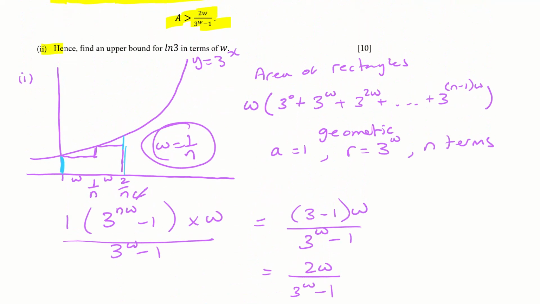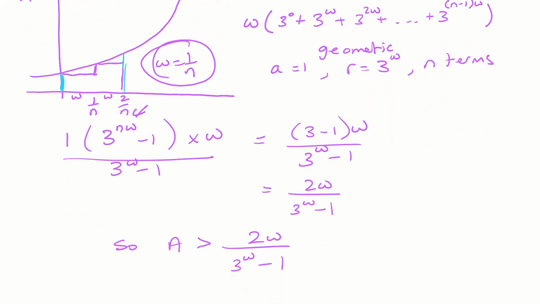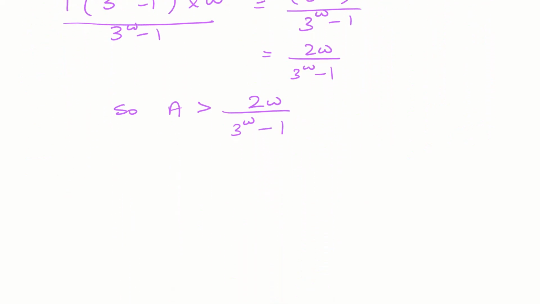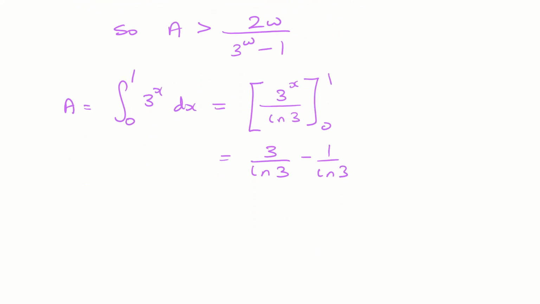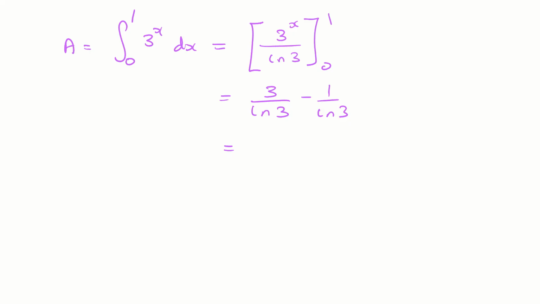Now for part 2, we want to find an upper bound for ln 3 in terms of w. So a is equal to the integral from 0 to 1 of 3 to the x dx. This is a standard integral, so that's going to be 3 to the x over ln 3 from 0 to 1, which is 3 over ln 3, take away 1 over ln 3, and so that is going to give me 2 over ln 3.